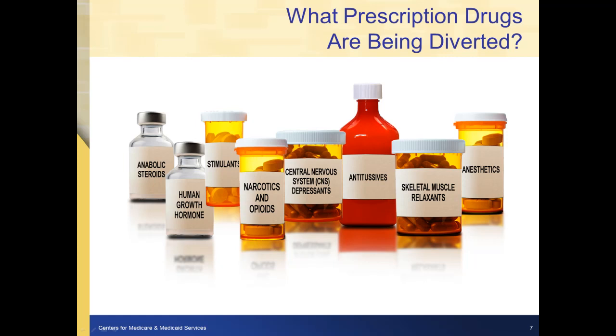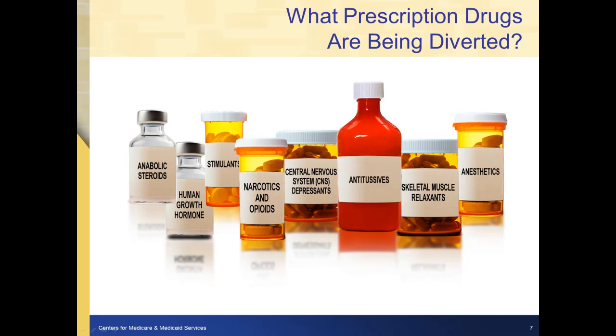Other prescription drugs identified as being of concern for abuse are anabolic steroids, anesthetics, antitussives such as dextromethorphan, human growth hormone, and skeletal muscle relaxants. Dextromethorphan is also found in many over-the-counter medications. At high doses, it can act like phencyclidine, PCP, or ketamine, producing dissociative or out-of-body experiences. To report incidences of prescription drug abuse online, please visit the U.S. Drug Enforcement Administration, the DEA, website.